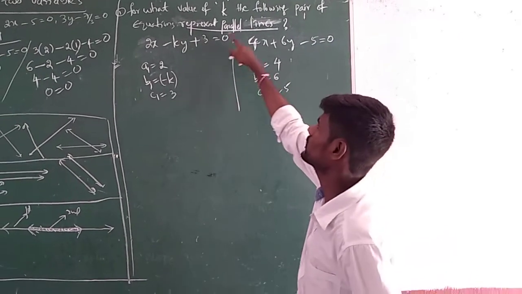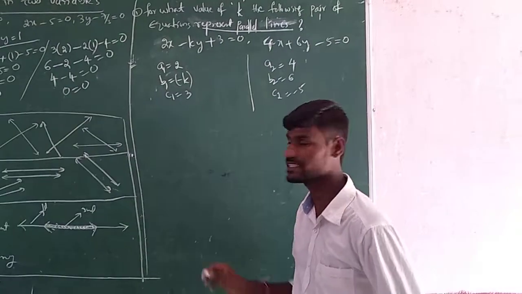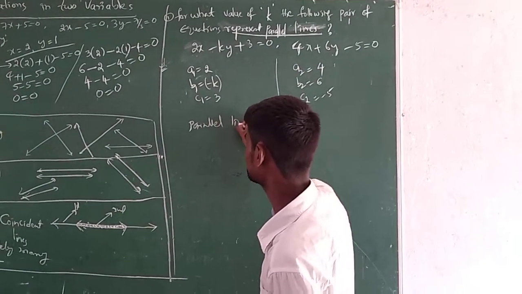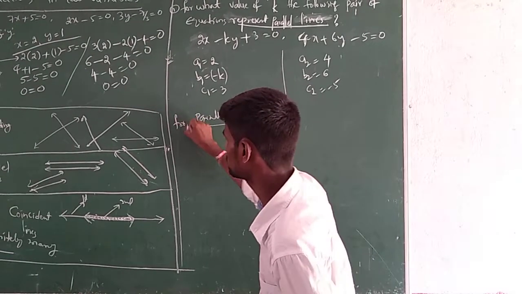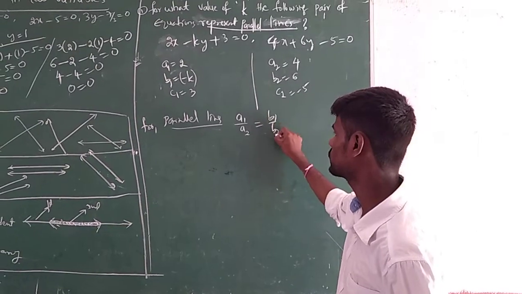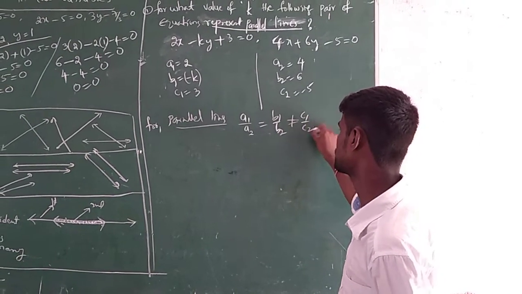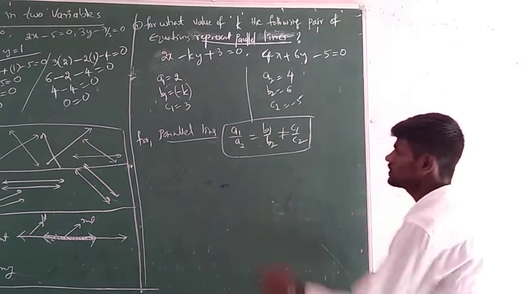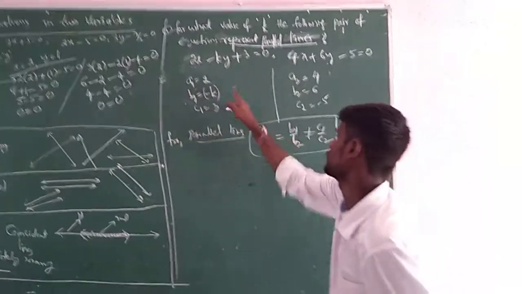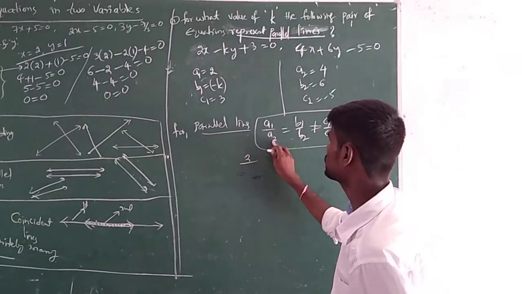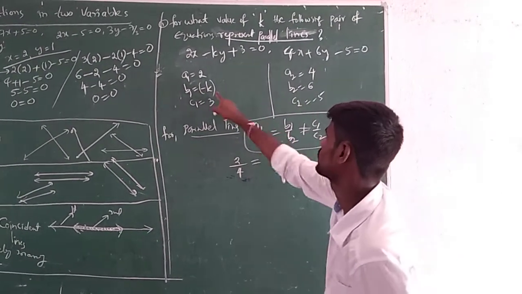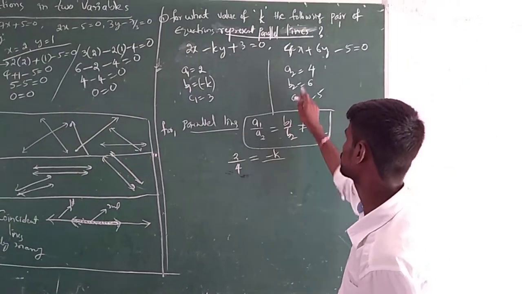What are they asking? Represent parallel lines, means inconsistent. The inconsistent condition is what? The parallel lines condition. For parallel lines, the condition is A1 by A2 equal to B1 by B2 but not equal to C1 by C2. Let us proceed with this condition. The x coefficient ratio and the y coefficient ratio: A1 is 2, A2 how much? 4, equals B1 minus K, B2 6.